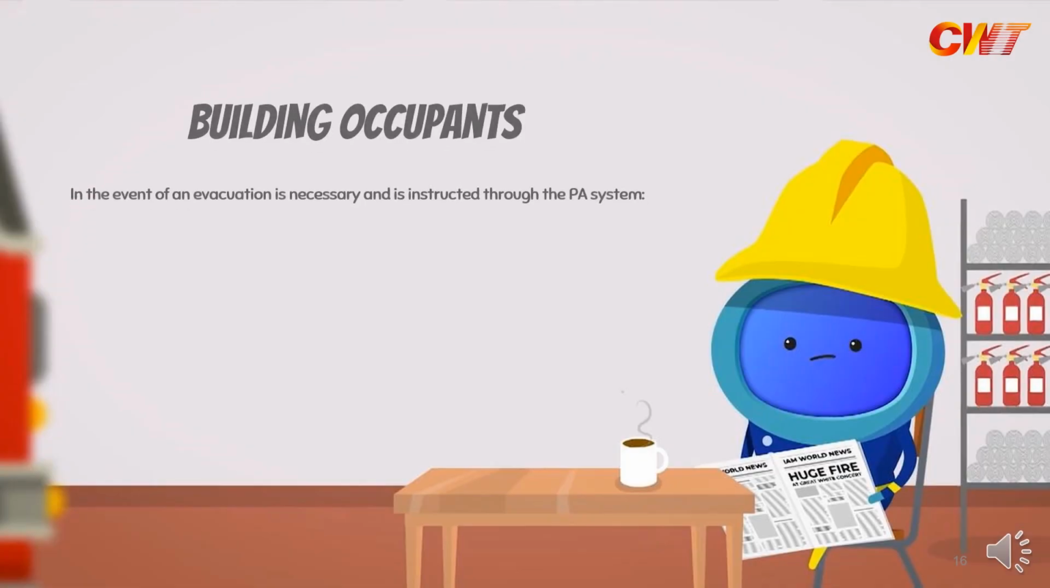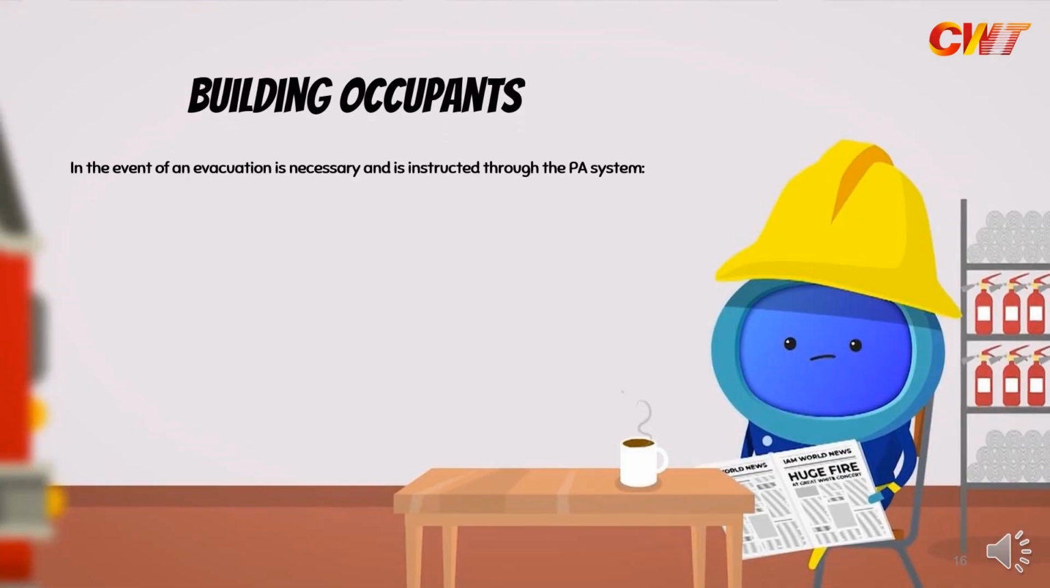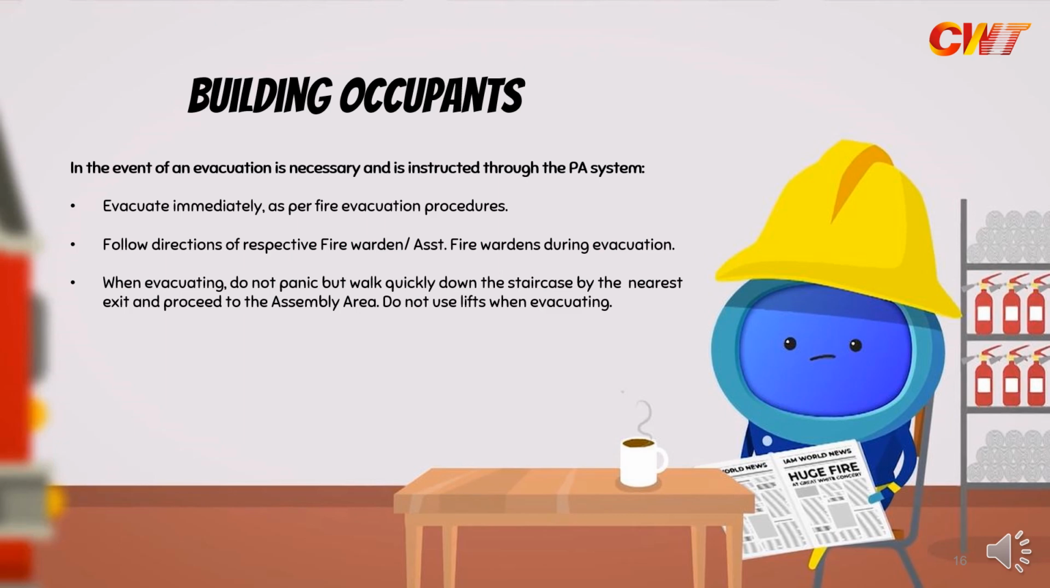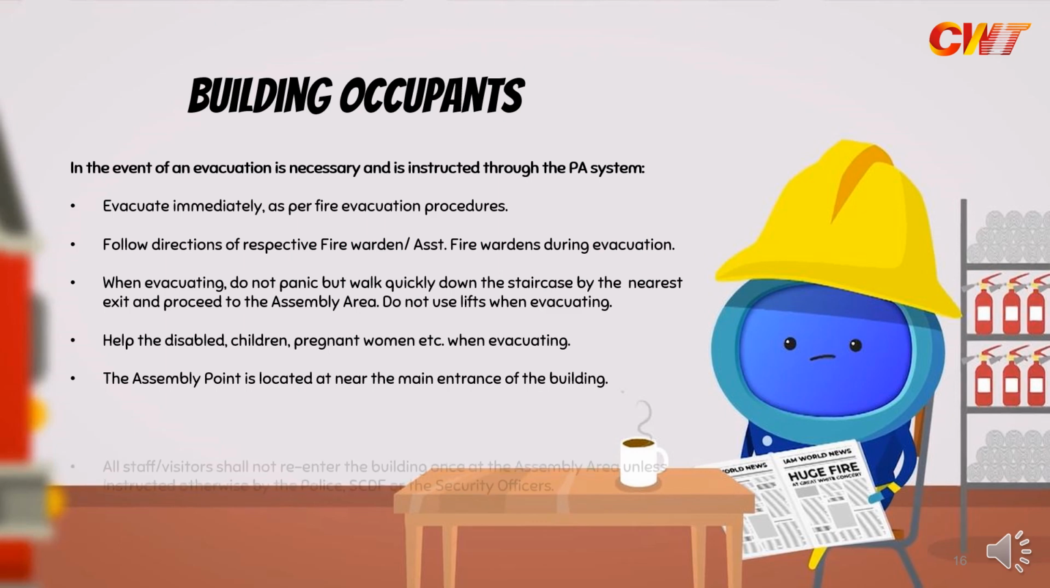Building occupants. In the event that an evacuation is necessary and is instructed through the PA system, evacuate immediately, as per fire evacuation procedures. Follow directions of the respective fire warden or assistant fire wardens during evacuation. When evacuating, do not panic but walk quickly down the staircase by the nearest exit and proceed to the assembly area. Do not use lifts when evacuating. Help the disabled, children, pregnant women, etc. when evacuating. The assembly point is located near the main entrance of the building.